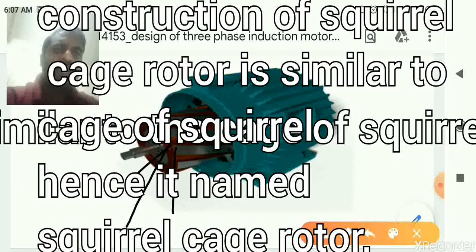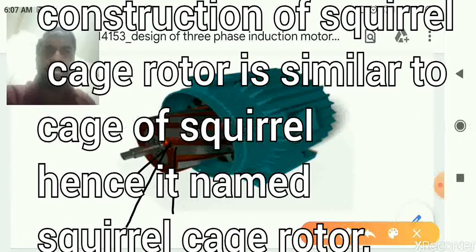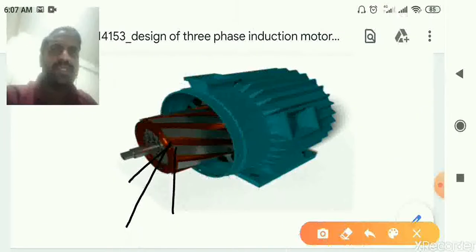And the skewing of these slots prevents the magnetic locking of the stator and rotor teeth. So in order to reduce the magnetic locking between the stator and rotor teeth, usually the slots which are created over the outer periphery of the rotor are slightly skewed to the shaft. So its name is squirrel cage type of rotor.